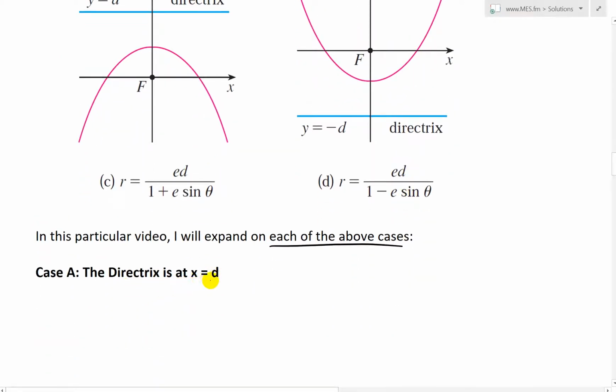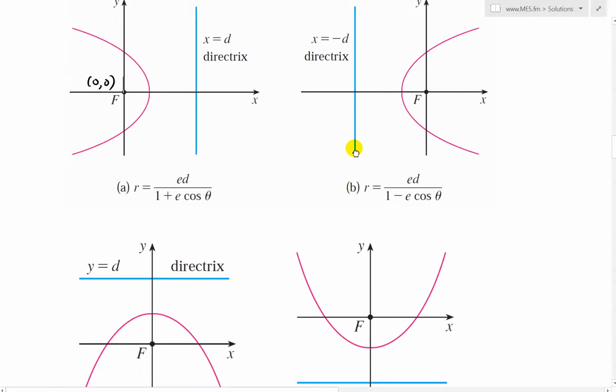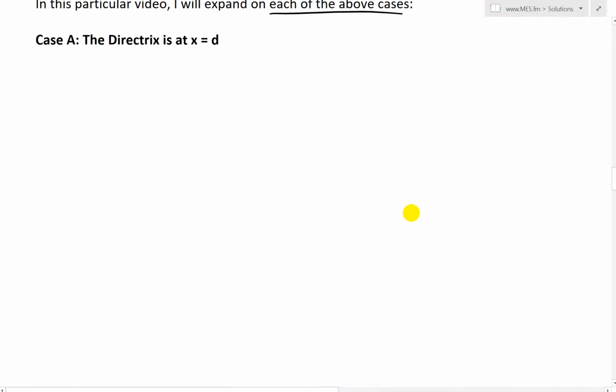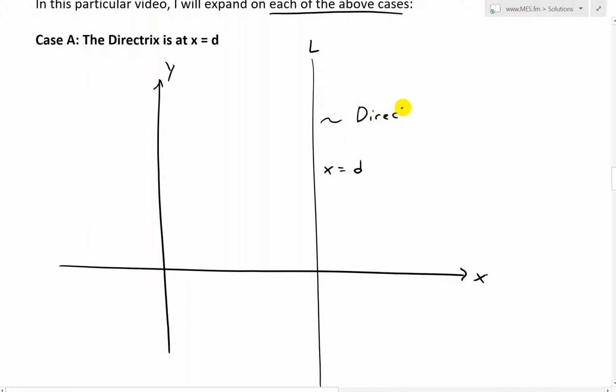The directrix is at x equals d, so it looks something like this. Let's just draw this manually instead. There's the x and y axes, and x equals d is this directrix like this. This is our line L, the directrix, or you could call it L, and there's the focus. It's going to be at the origin, and then it's going to have a conic that looks something like this.